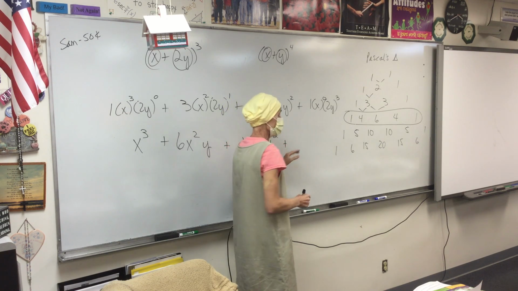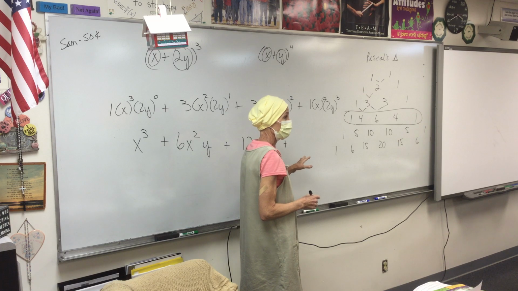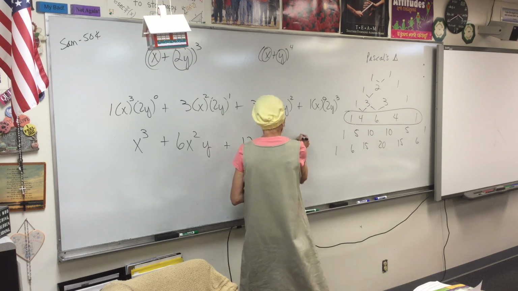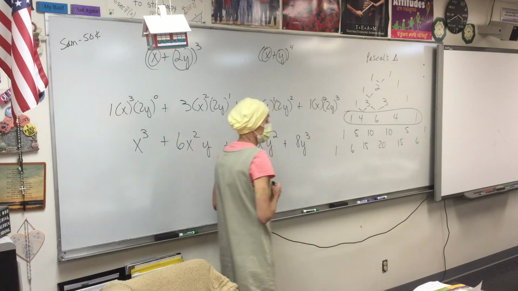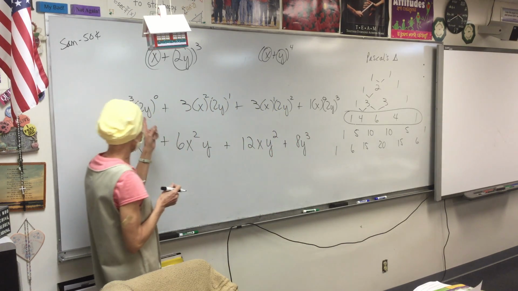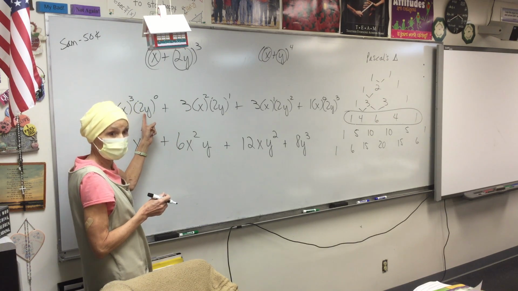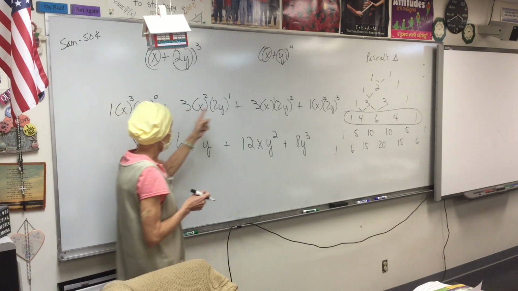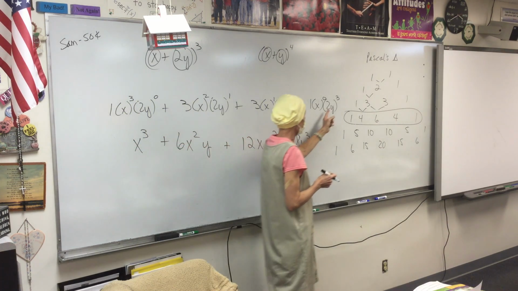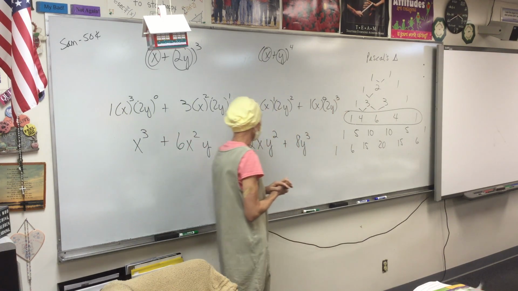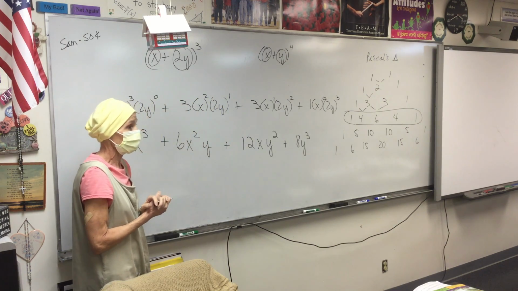And what's that last one going to be? 8y to the 3rd. Remember, when you put those powers on, those powers go with the 2 also. So this is 2 squared and this is 2 cubed. And there's your answer. Jamal?